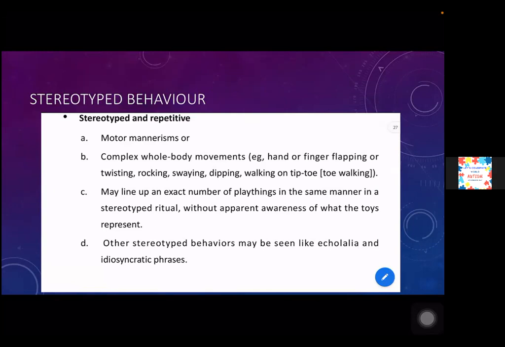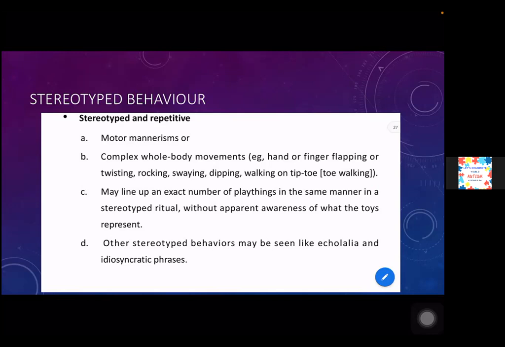Complex whole body movements like hand or finger flapping, twisting, rocking, swaying, dipping, walking on tiptoe, toe walking, lining up an exact number of playthings in the same manner in a stereotyped ritual. Many kids with autism often have a habit of lining up things along the edge of the table. This is a type of stereotyped and repetitive mannerism.